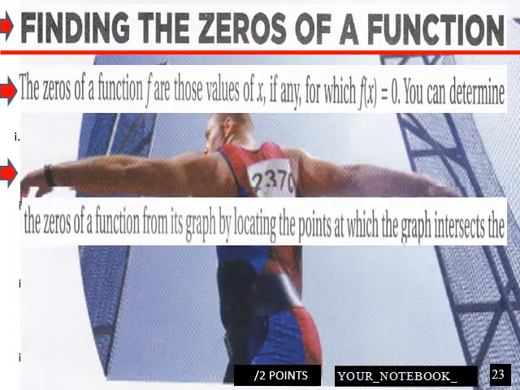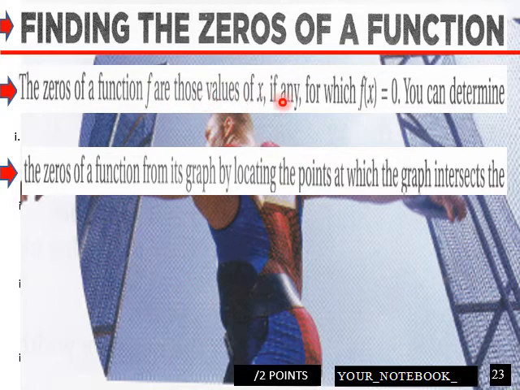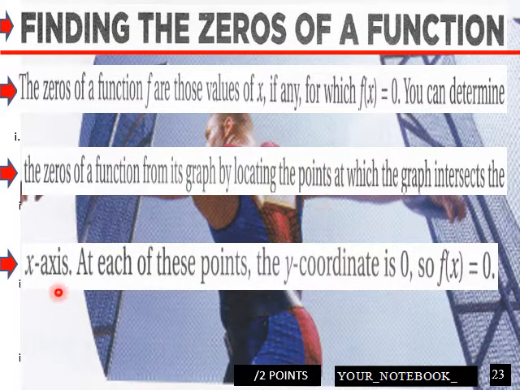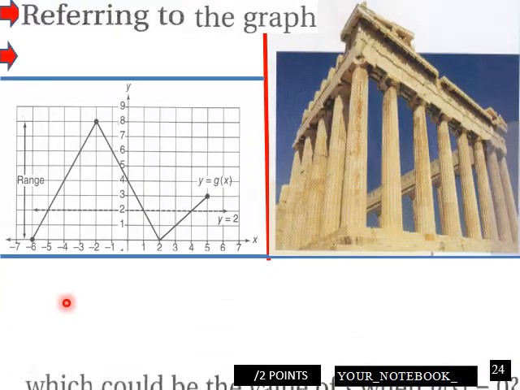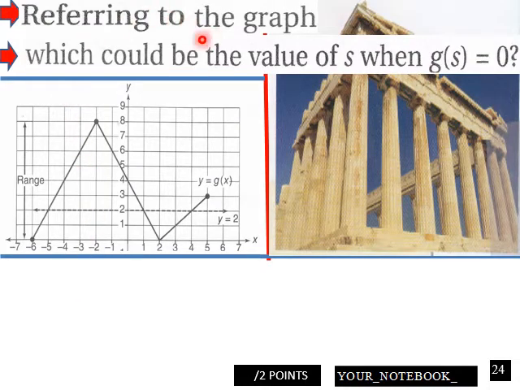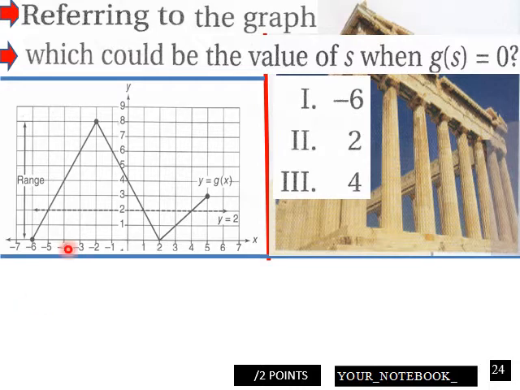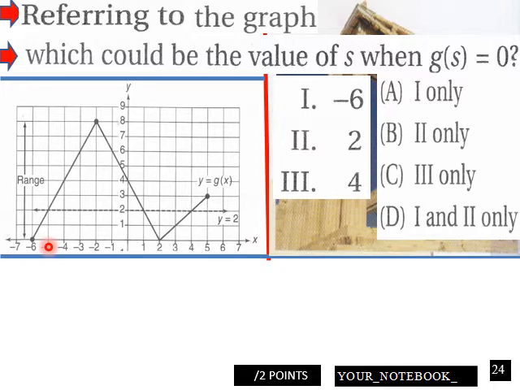Finding the zeros of a function. The zeros of a function f are those values of x, if any, for which f of x equals 0. You can determine the zeros of a function from its graph by locating the points at which the graph intersects the x-axis. At each of these coordinates, referring to the graph, what could be the value of s when g of s equals 0? This would equal negative 6, 2, or 4 for that situation.